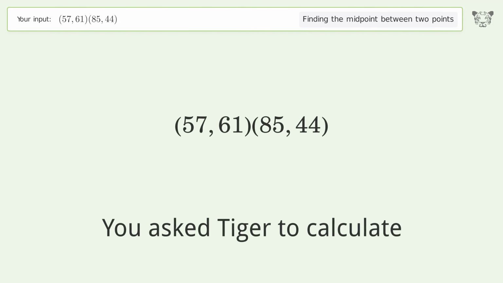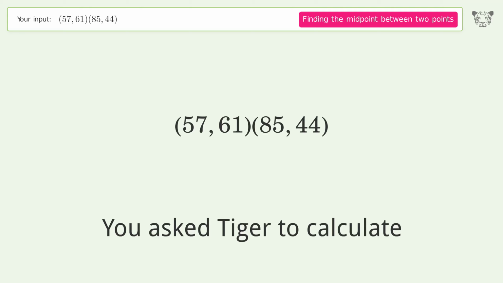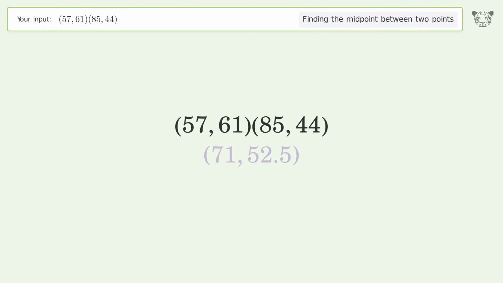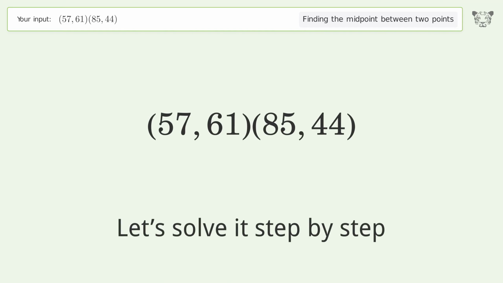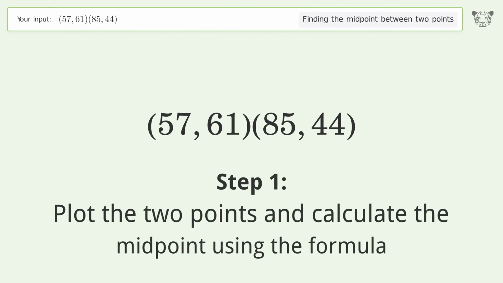You ask Tiger to calculate. This deals with finding the midpoint between 2 points. The midpoint between the 2 points is 71, 52.5. Let's solve it step by step. Plot the 2 points and calculate the midpoint using the formula.